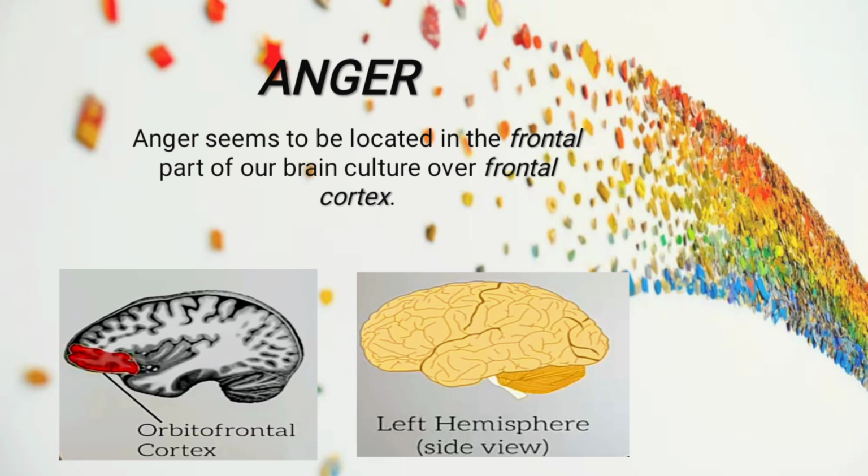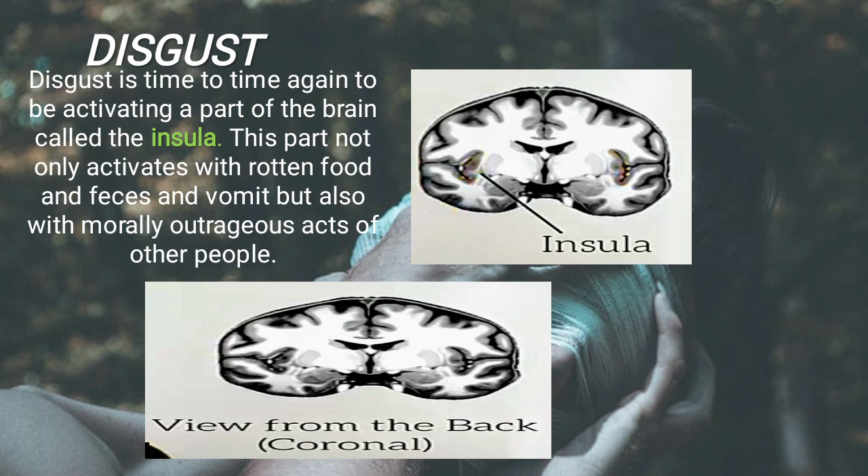Anger. Anger seems to be located in the frontal part of our brain, the frontal cortex. Here, the orbitofrontal cortex. The red labeled part is the orbitofrontal cortex, which activates with the anger emotion. Disgust. Disgust is time and again found to activate a part of the brain called the insula. This part not only activates with rotten food and faces and vomit, but also with morally outrageous acts of other people.